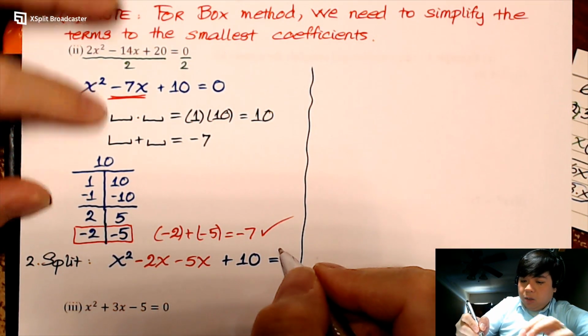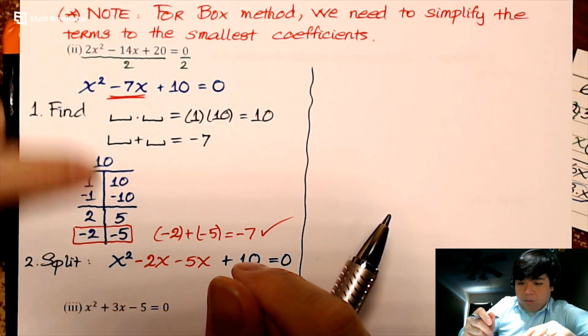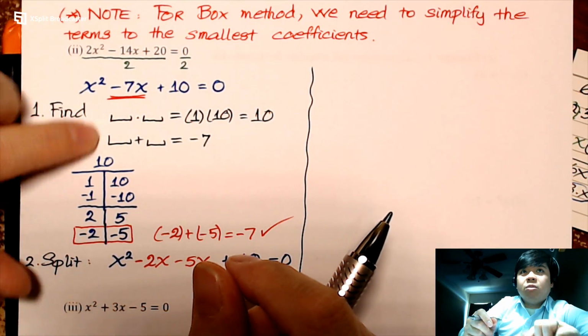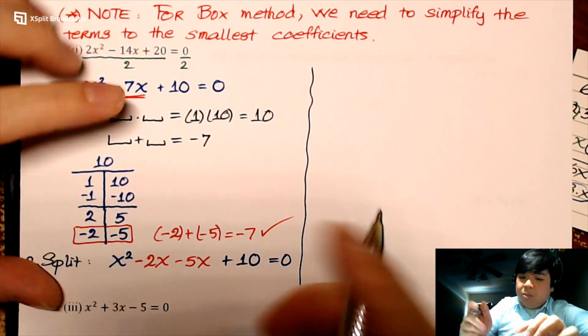So from here to here. On the test, you can just go directly to this. You might not need to show the step in the middle.